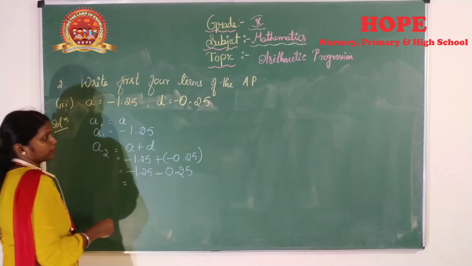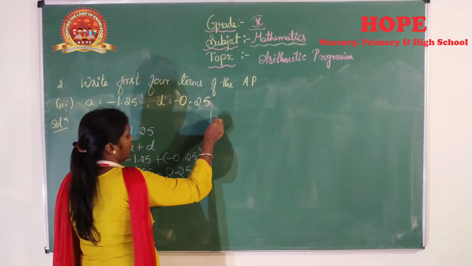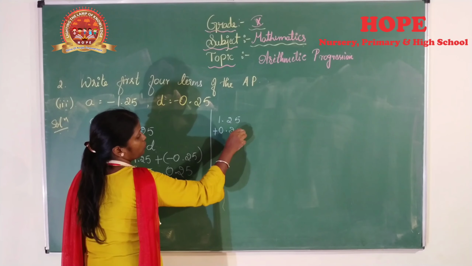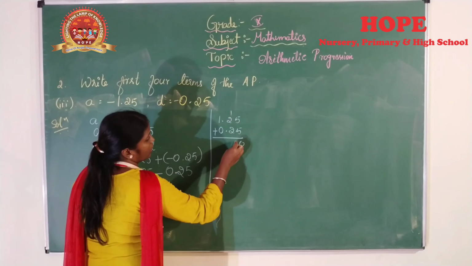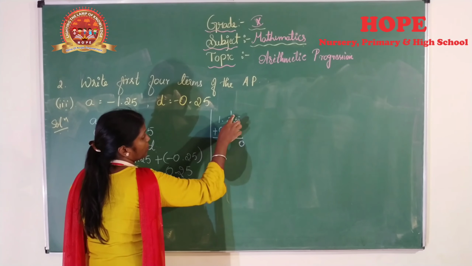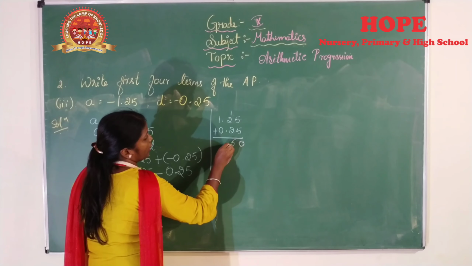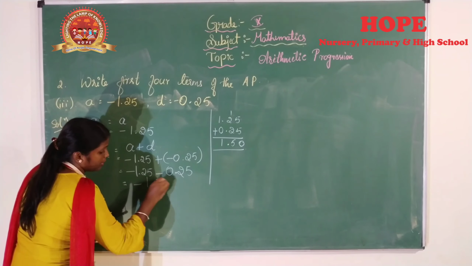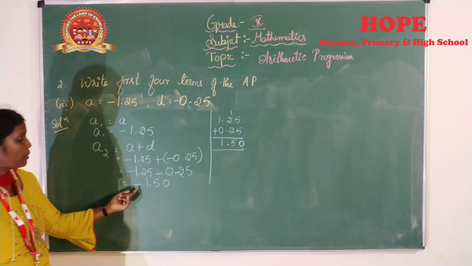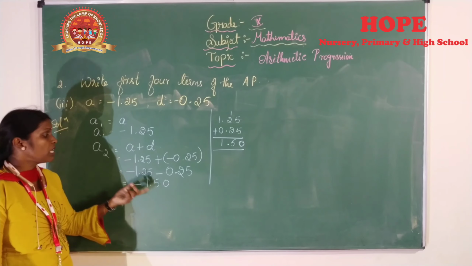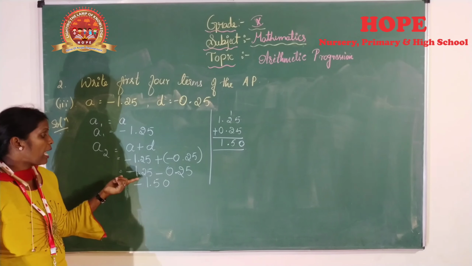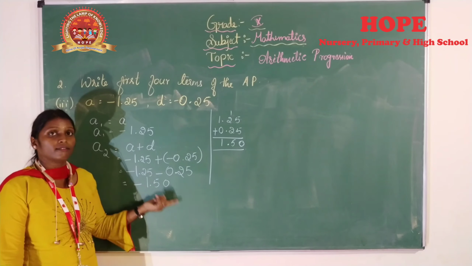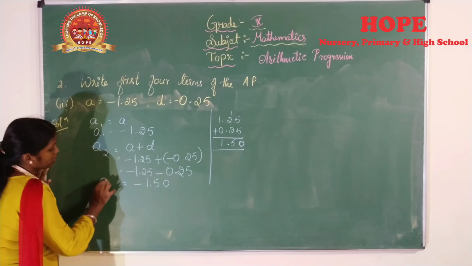So when we add 1.25 plus 0.25, we are going to get 5 plus 5 is 10, 0, 1 carry over, 1 plus 2 is 3, 3 plus 2 is 5. It will be minus 1.50. Why is it minus? Because the greater number is 1.25 and the sign of the greater number is minus, so it is minus 1.50.